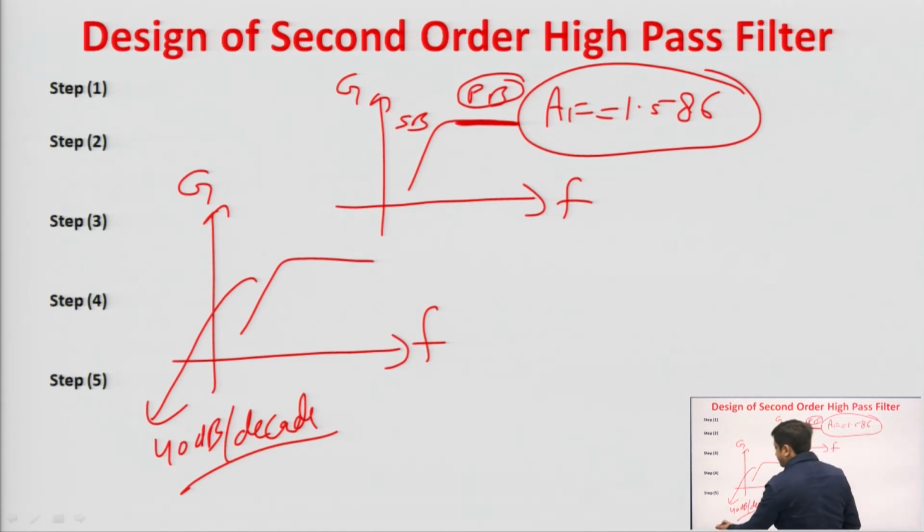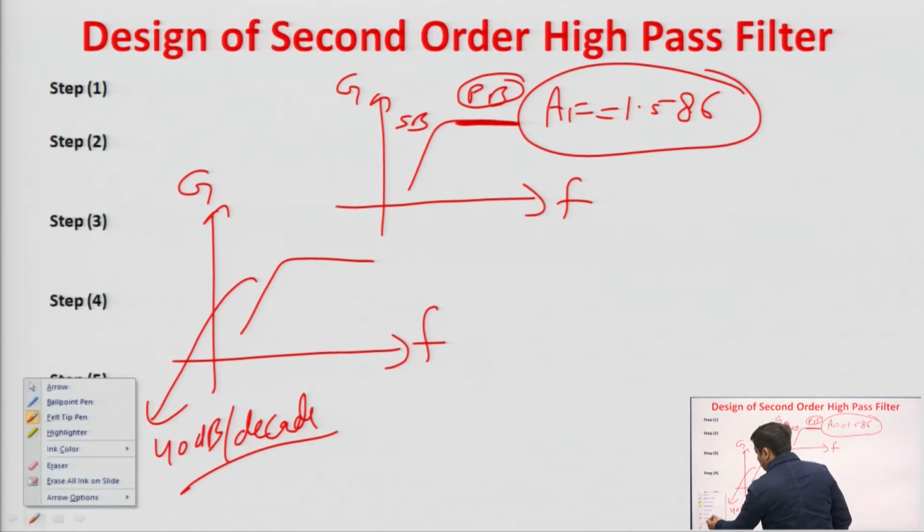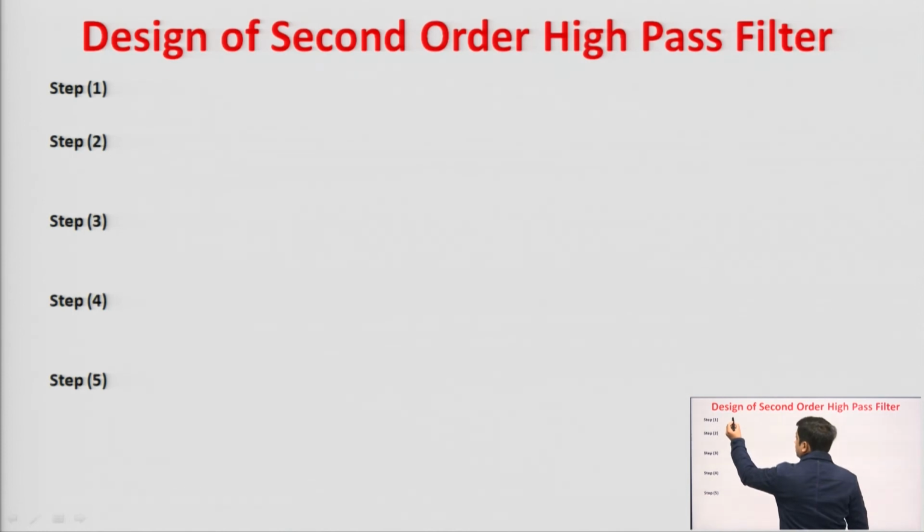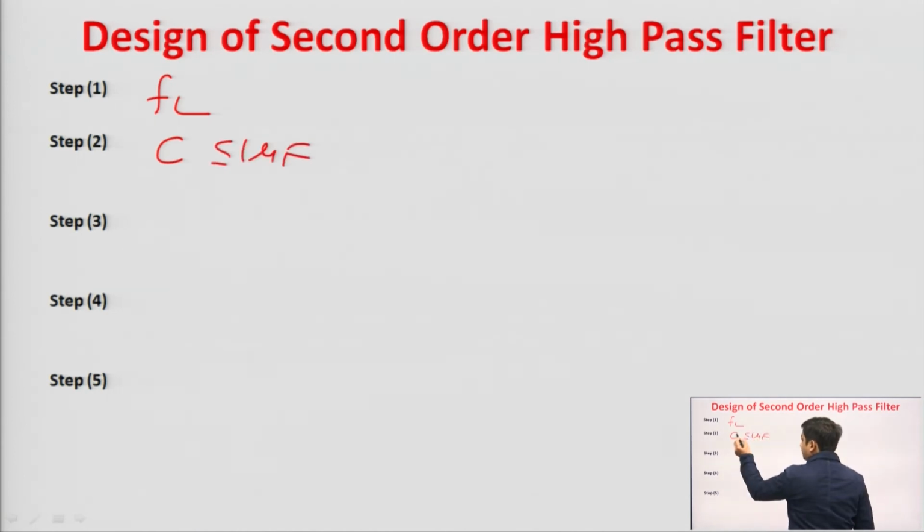And the design of second order high pass filter is similar to the second order low pass filter. What does it mean? Again we will start with FL, then after FL again we will select some value of C, that is less than 1 microfarad. With the help of C we will calculate the value of R.